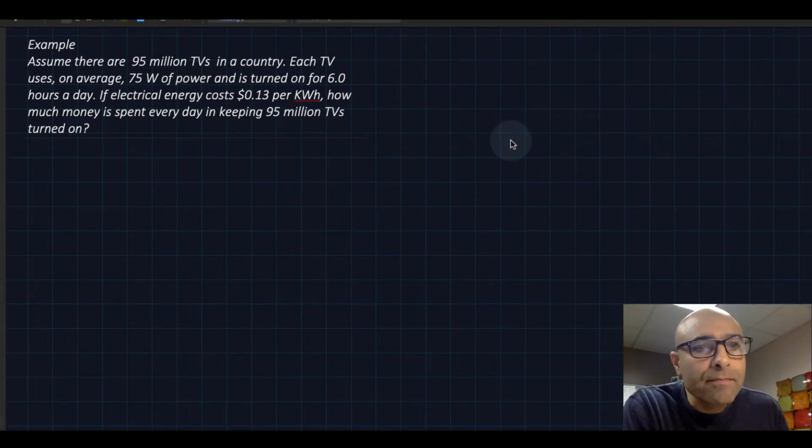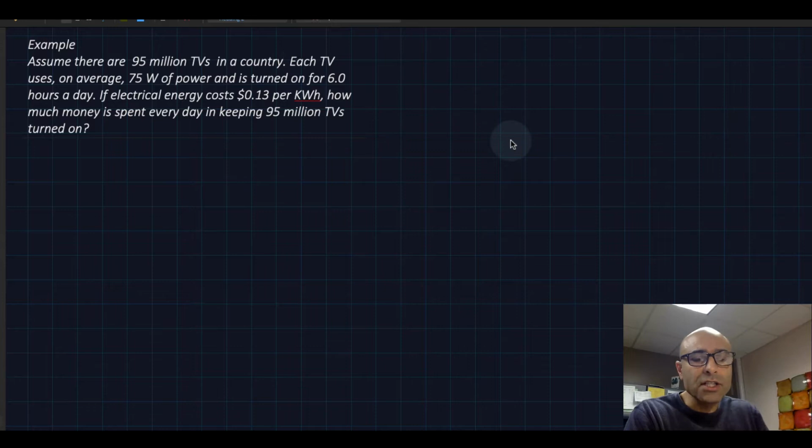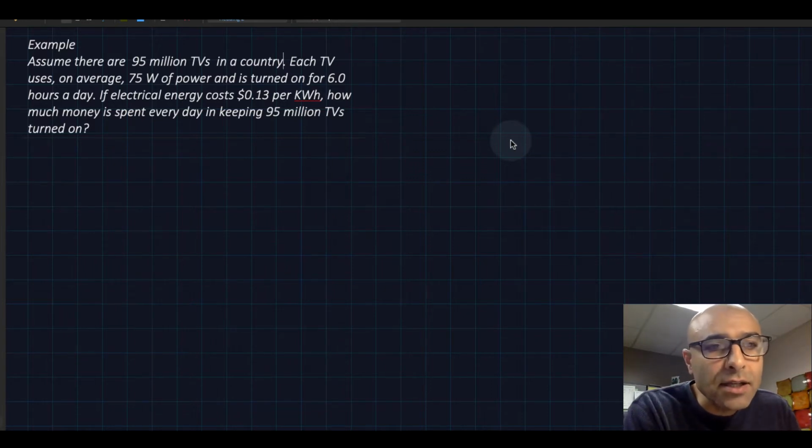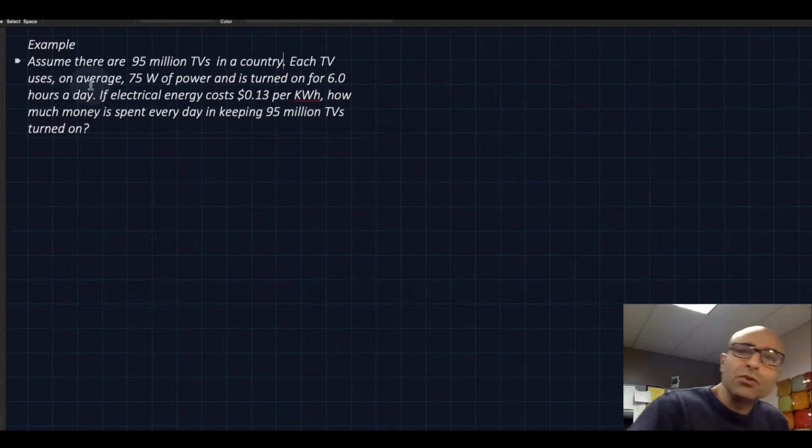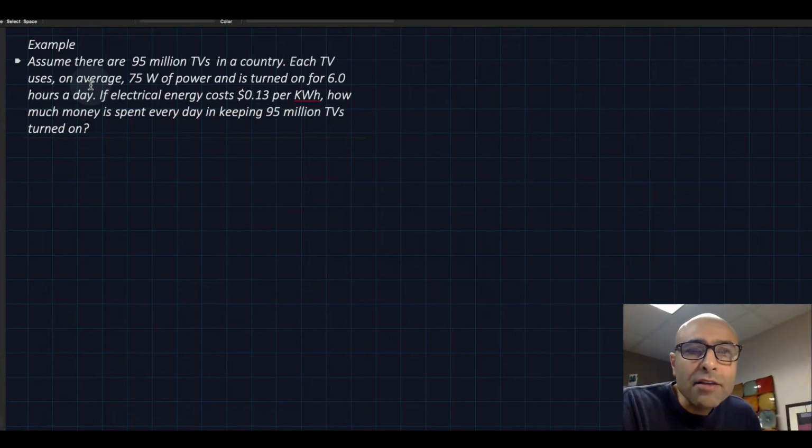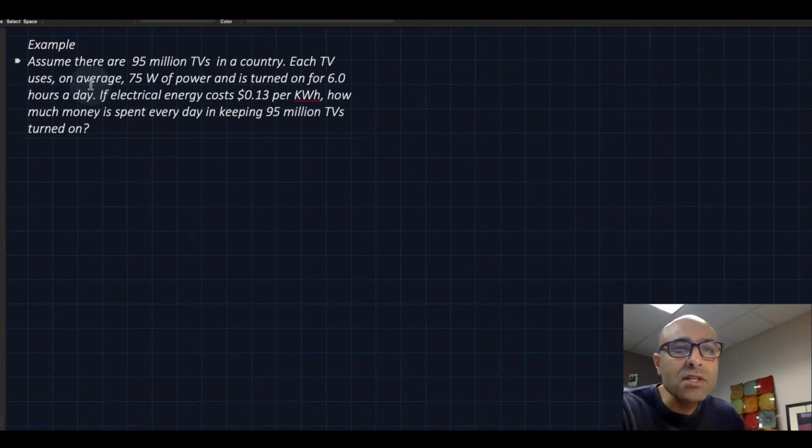Hey, let's look at this example and solve it. Actually, you will see something like this many times. So here it says, assume there are 95 million TVs in a certain country. Each TV uses an average of 75 watts of power and is turned on for 6 hours a day. If electrical energy costs 13 cents per kilowatt hour, how much money is spent every day in keeping 95 million TVs turned on? So we are looking for the amount of money.